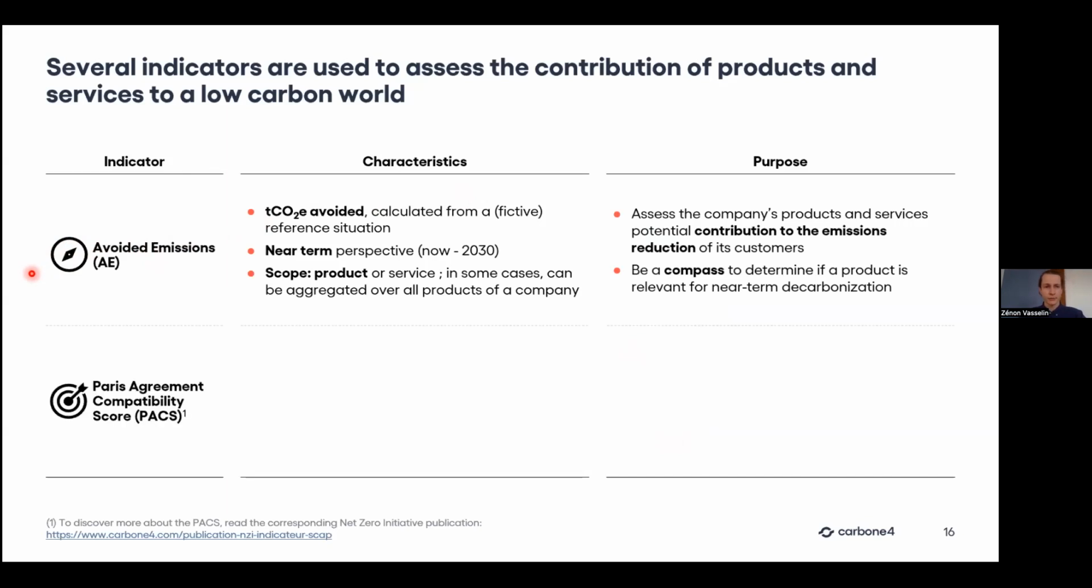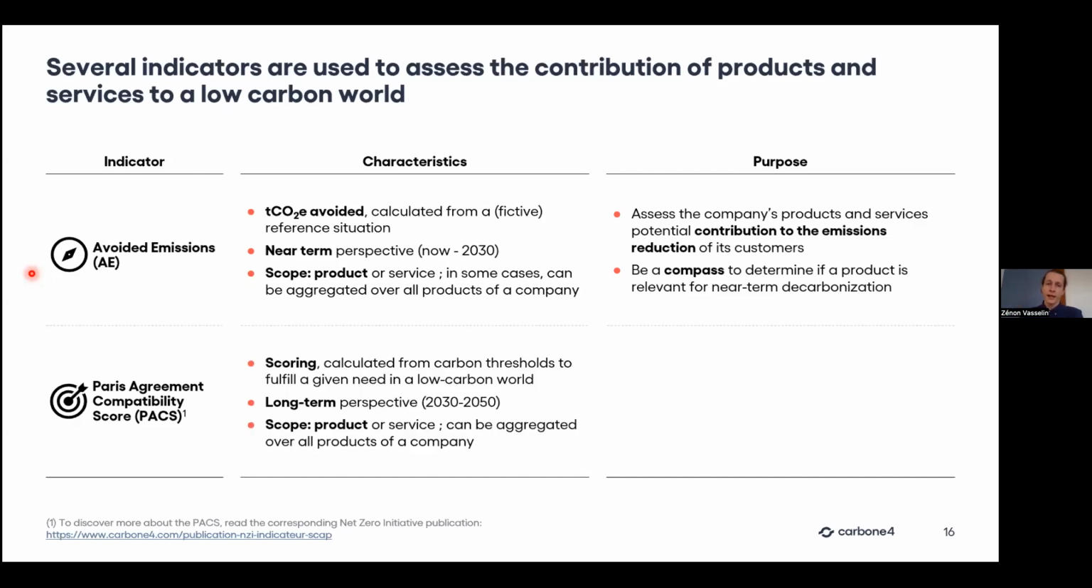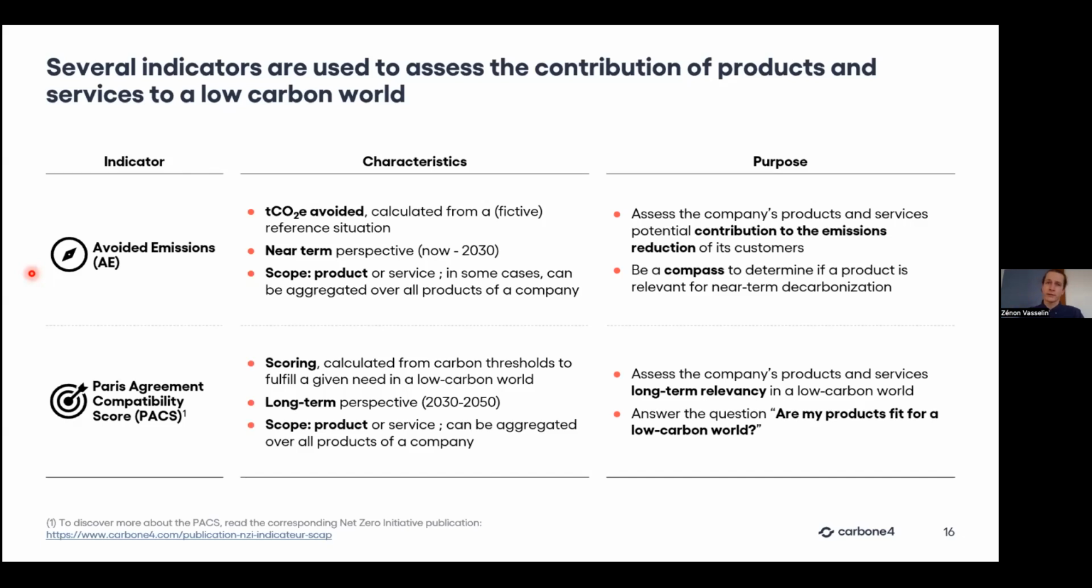Other indicators can be imagined as well. For instance, we developed the Paris Agreement Compatibility Score at Carbon 4 in another Net Zero Initiative project. And it is quite the opposite. This is a long-term indicator saying whether your products are fit for a low carbon future or not. So to perform an exhaustive strategic analysis of your product portfolio, you should examine both indicators and not focus solely on avoided emissions. This method focuses only on avoided emissions, but don't forget the other indicators as well.